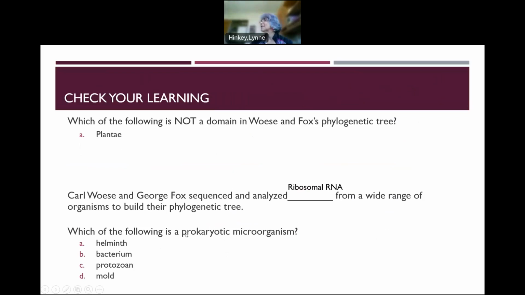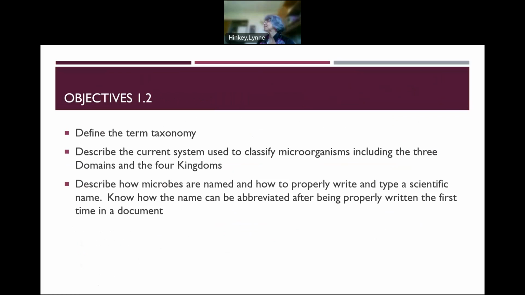Which of the following is a prokaryote? Helminths, bacterium, protozoans, or mold? Molds are fungus. Protozoans, a group within the protista, which is in the domain eukarya. Helminths are worms. Bacteria, those are their own domain. They are one of our prokaryotes. Bacteria and archaea are our prokaryotes.